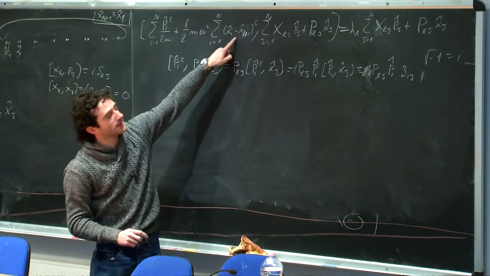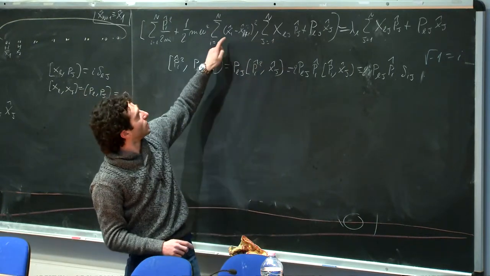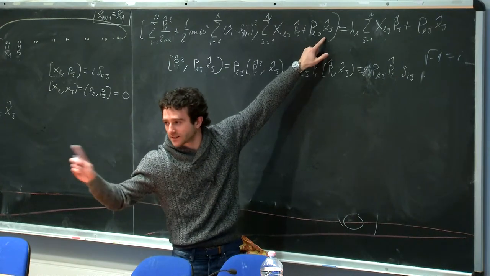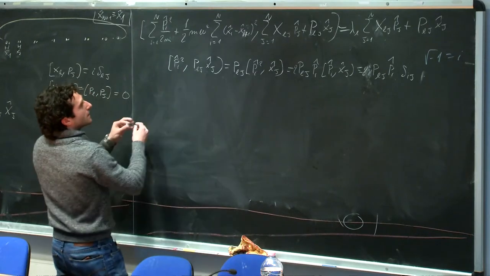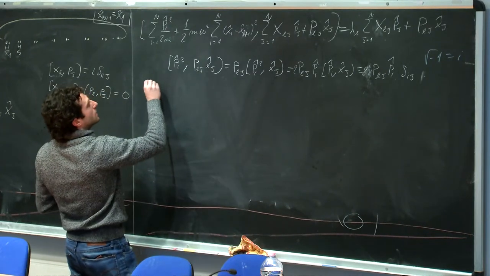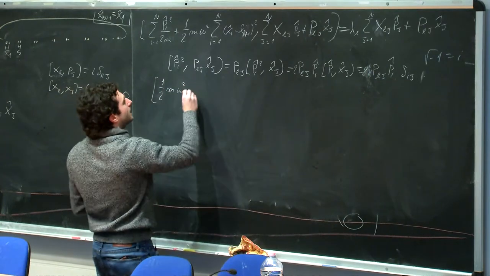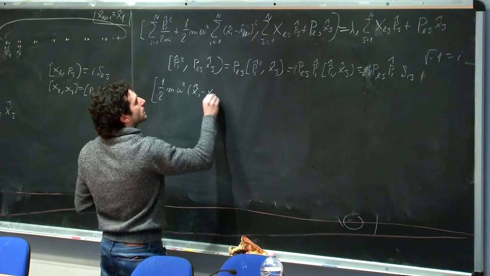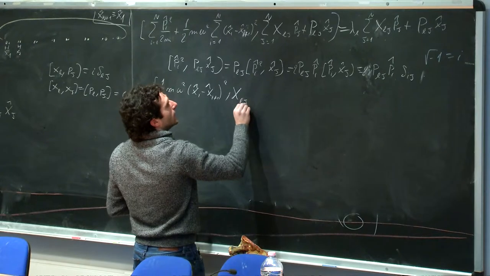Then we'll have to consider this other contribution from the commutator between this term and this term. Because the commutator between position and position is equal to zero. They commute, x and x. But x and p don't commute, so we have to consider the commutator between 1/2 m omega squared, and a generic term x_i minus x_{i+1} squared, and x_l p_j.